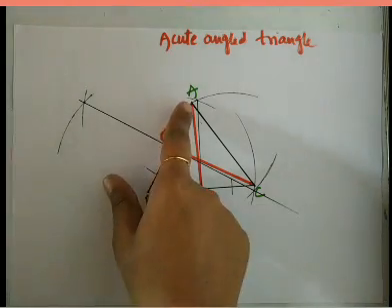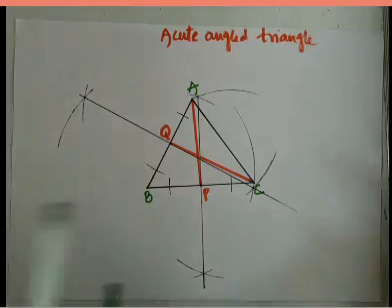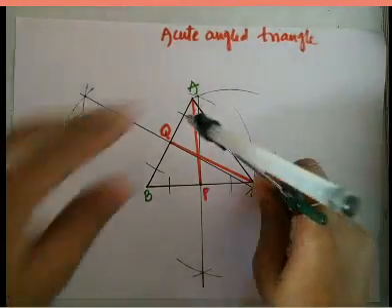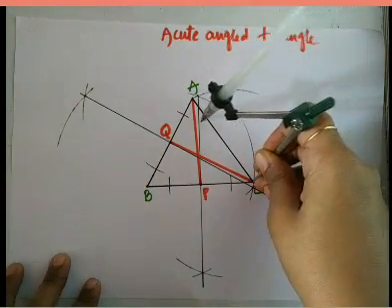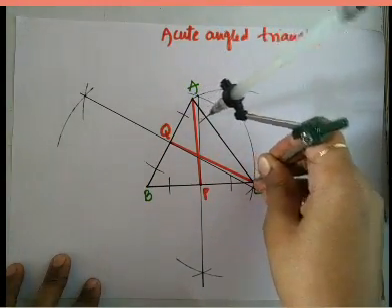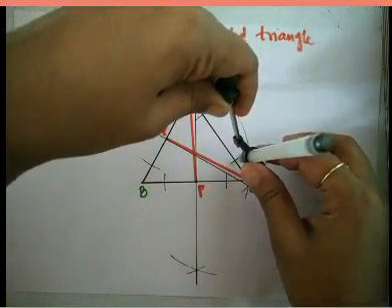Now I'll find out the midpoint of segment AC. So I'll keep the pointer on C, take more than half distance, and draw an arc. Then I'll keep the pointer on A and draw another arc.